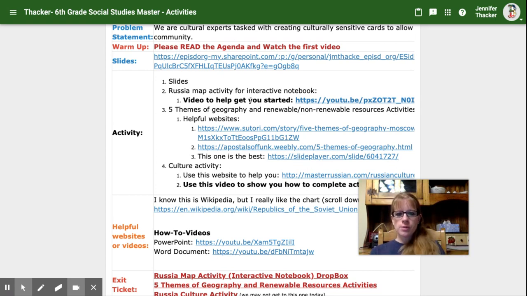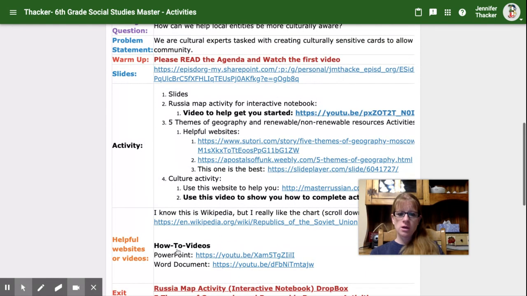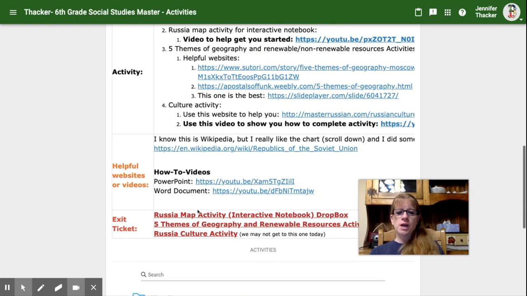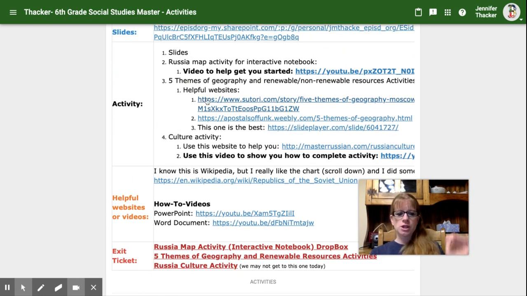Once you're done with the Russia map activity, go ahead, take a picture of it, and submit it to this Dropbox. You should have no problem finishing that one. Then move on to the 5 themes of geography, renewable, non-renewable. Once you finish that one, submit it to the Dropbox. If you don't finish that one, put it in your notebook. Make sure your name is on your notebook, very visible somewhere, and put it in the green cubbies. We will finish it on Friday.